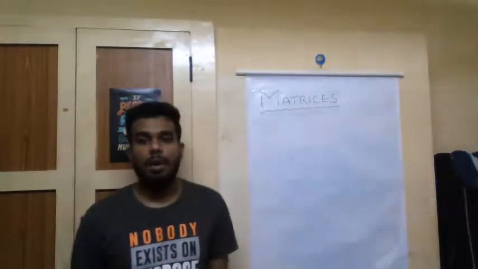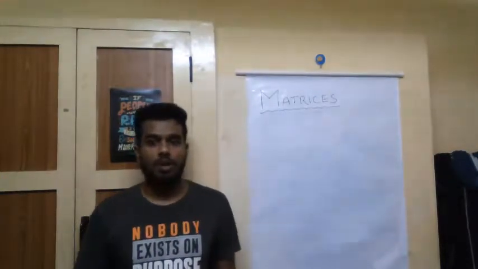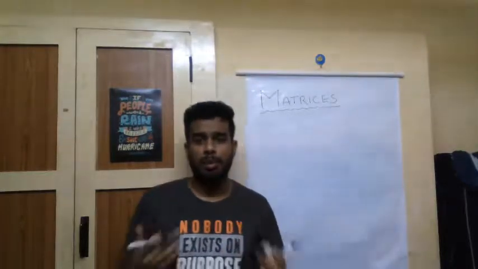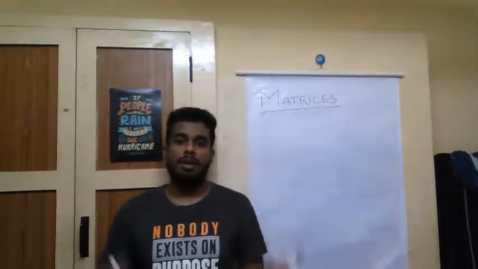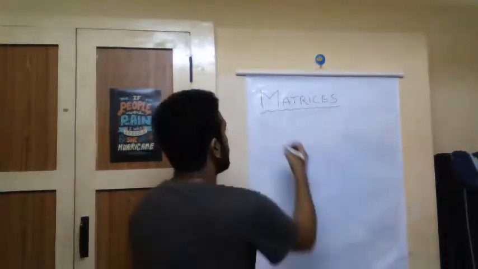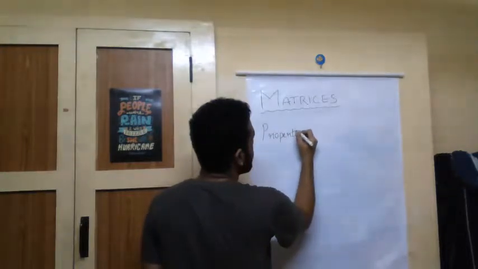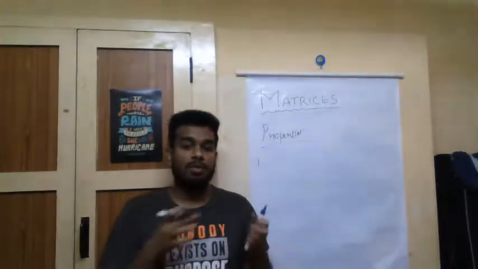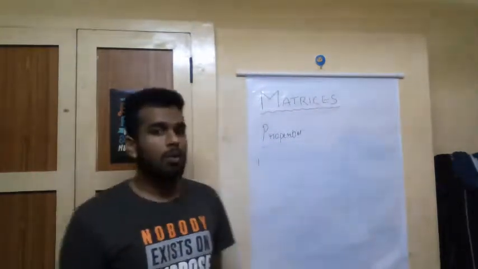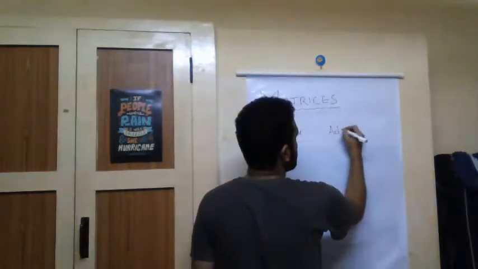Now let's talk about the properties associated with the operations on matrices, like how the commutative property, closure, or associative properties vary among different operators. Let me just write it down. I'm going to talk about properties with respect to each operator. Let's take addition first.